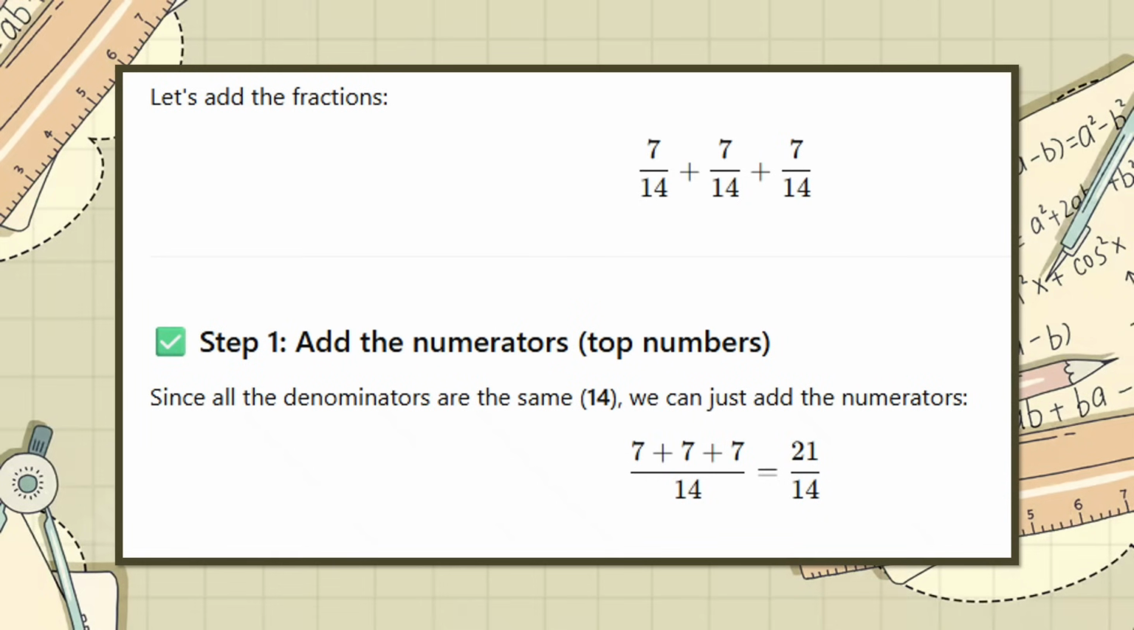This time, let's add the fractions 7 over 14 plus 7 over 14 plus 7 over 14. Step 1, add the numerators, which are the top numbers. Since all the denominators are the same, which is 14, we can just add the numerators. So 7 plus 7 plus 7 is equal to 21, over 14, which is the same denominator. So our answer for step 1 is 21 over 14.